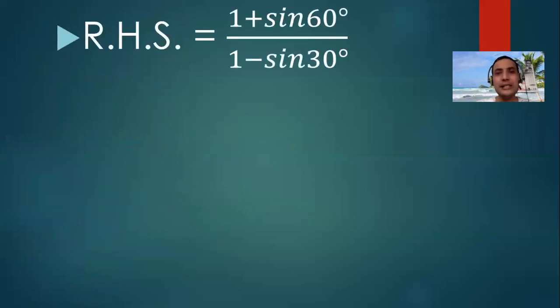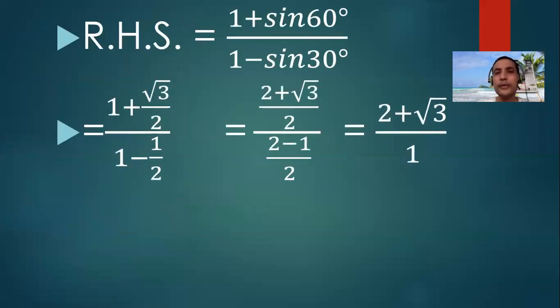In RHS, 1 plus sin 60 degree by 1 minus sin 30 degree is there. First of all, put the value of sin 60 degree and sin 30 degree, that is √3 by 2 is the value of sin 60 degree, and 1 by 2 is the value of sin 30 degree. Then take LCM, 2 is LCM, then 2 plus √3 by 2. In the denominator also 2 is there, this 2 is LCM, then 2 minus 1 by 2, and this 2 and this 2 you can cancel. In numerator 2 plus √3 is there, by 1 is there, that means 2 plus √3, that means LHS equal to RHS, proved.